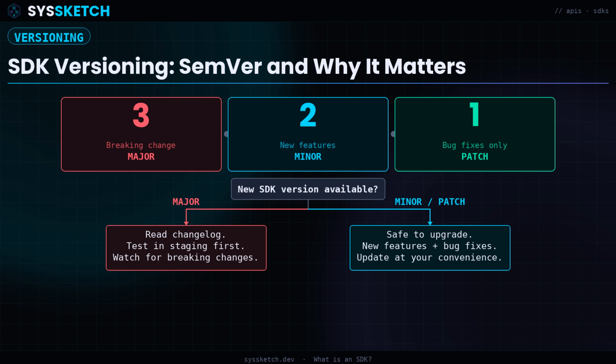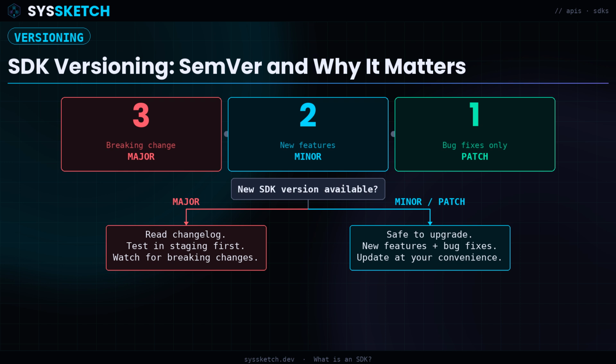Versioning is where most SDK pain comes from, and it is almost always avoidable if you understand SemVer. The version number has 3 parts: major, minor, and patch. A patch bump means bug fixes only, safe to update anytime. A minor bump means new backward compatible features, still safe. A major bump means breaking changes and old code may fail.